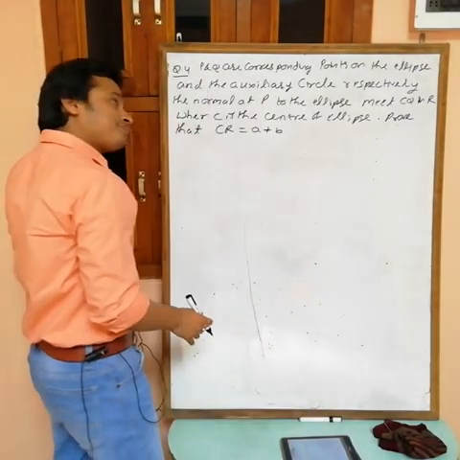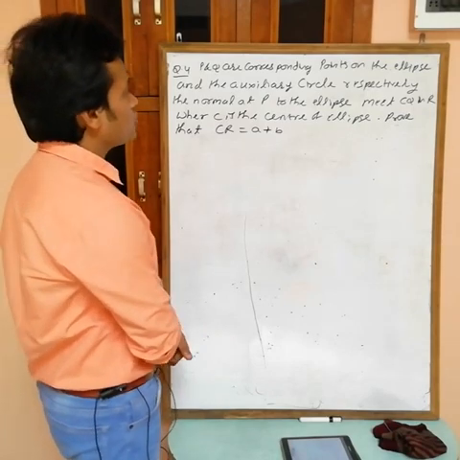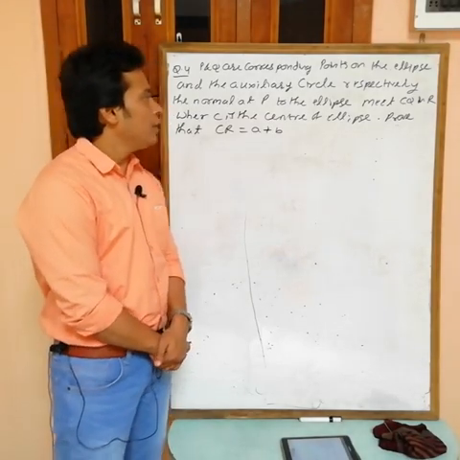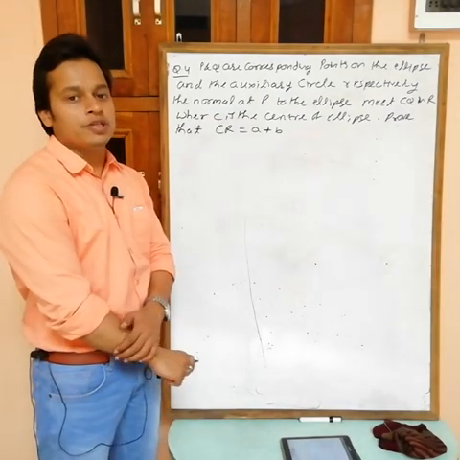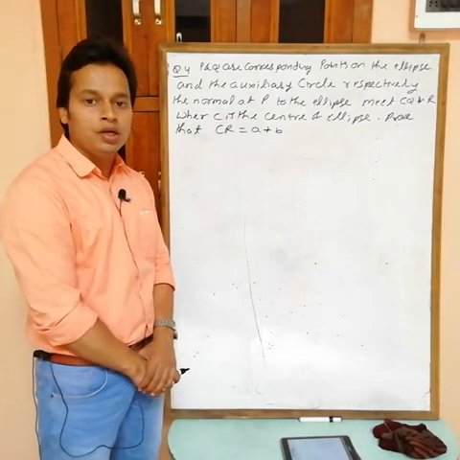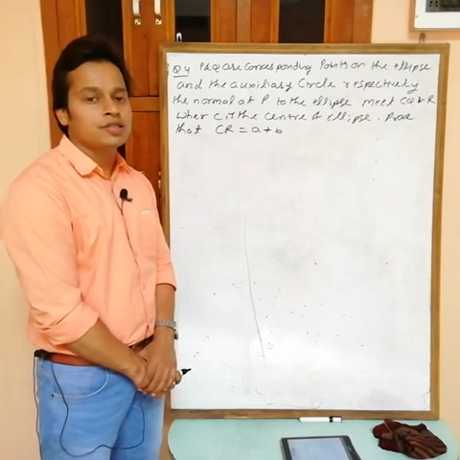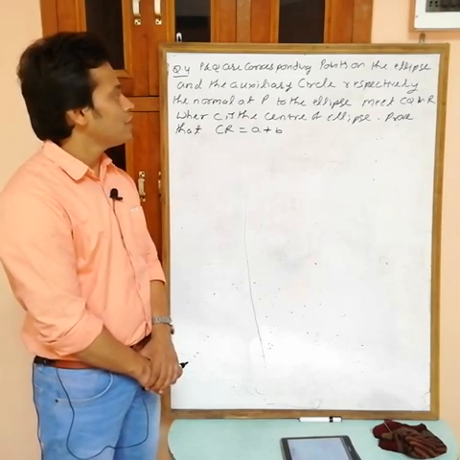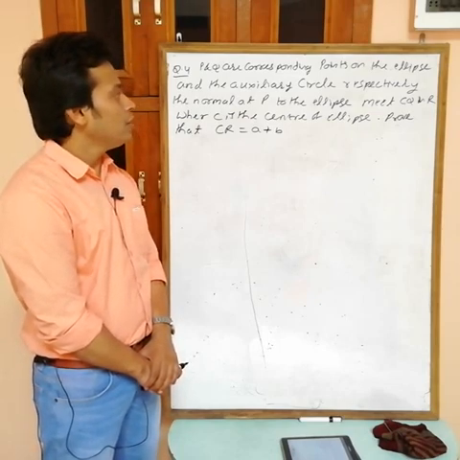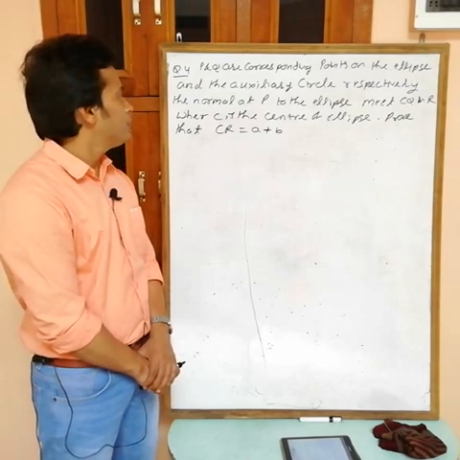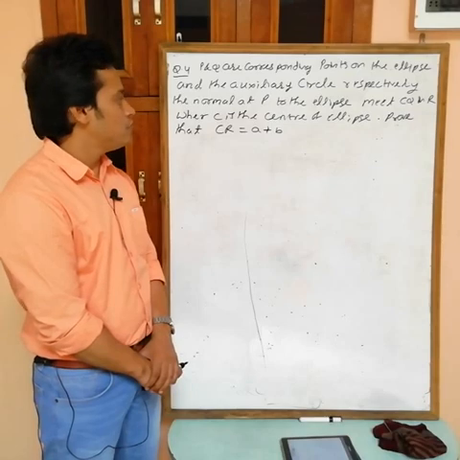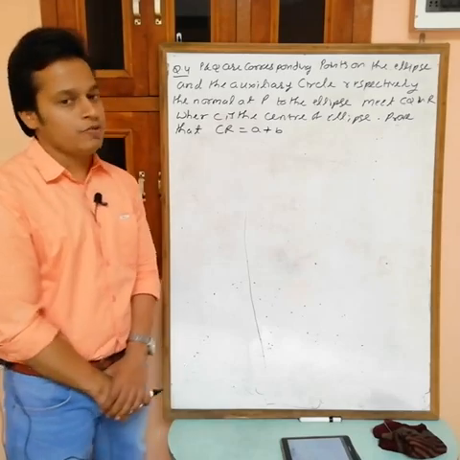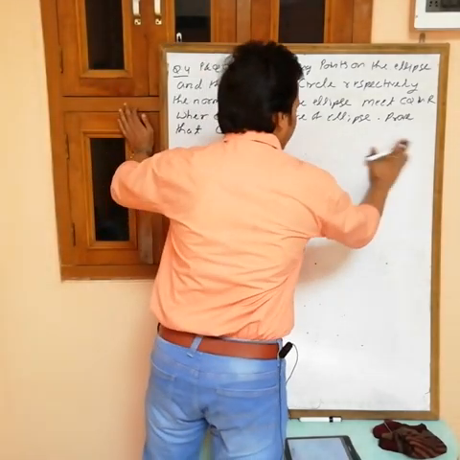Okay, now see, the question is P and Q are corresponding points on the ellipse and the auxiliary circle respectively. Okay, the ellipse is given, and the auxiliary circle is a circle with the major axis as diameter. So if you draw a circle by assuming the major axis as a diameter, then you will get the auxiliary circle of the given ellipse. The normal at point P to the ellipse meets CQ in R, where C is the center of the ellipse, then prove that CR equals a plus b. So if I draw the diagram, then it will be like this one.